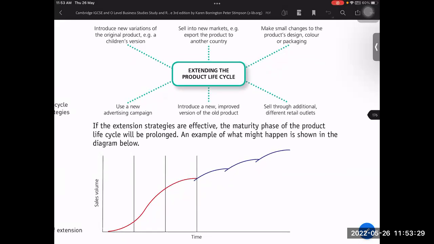Make small changes to the product design or color of packaging. Limited edition fashion. For example, iPhone limited edition colors.